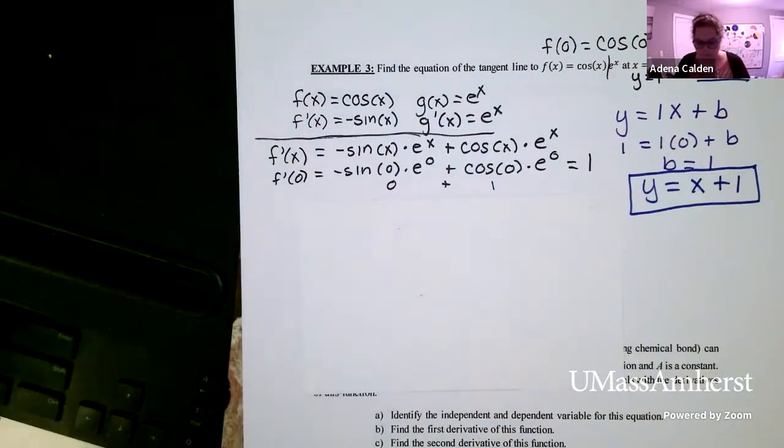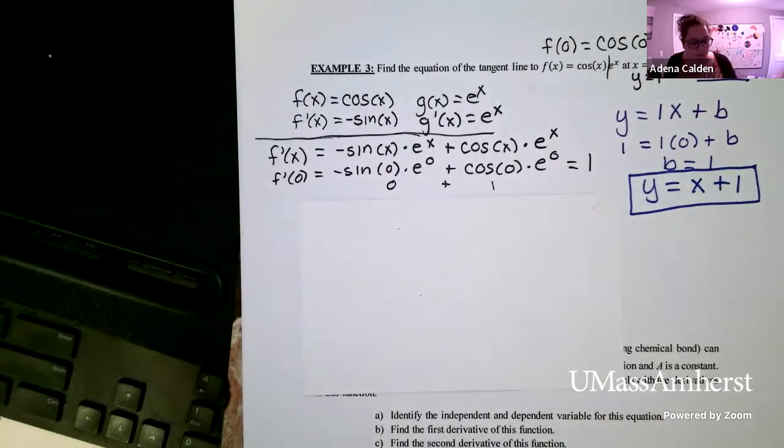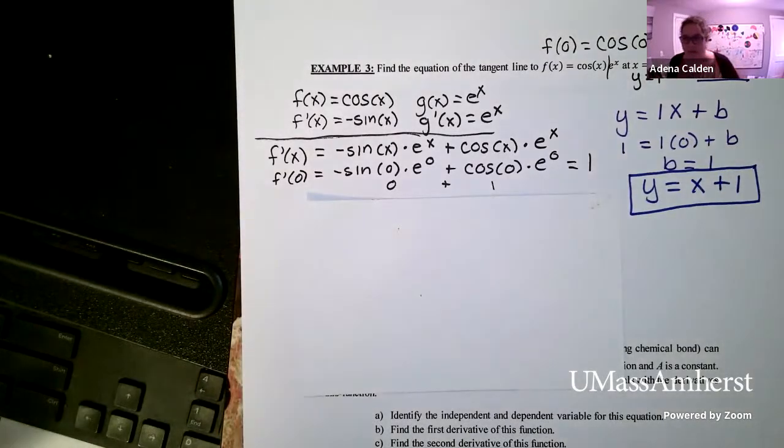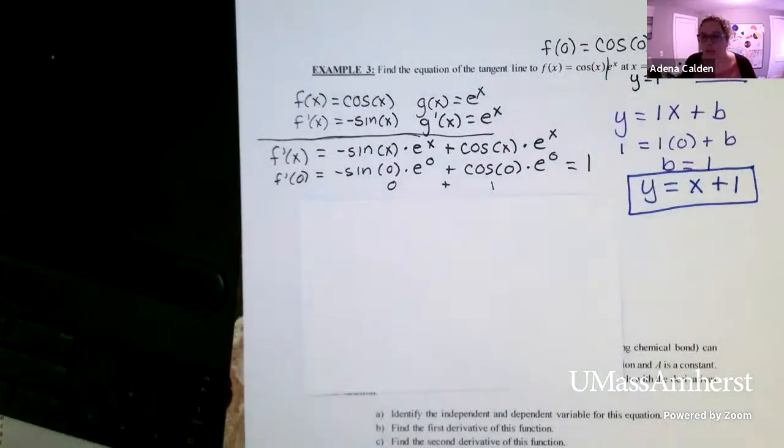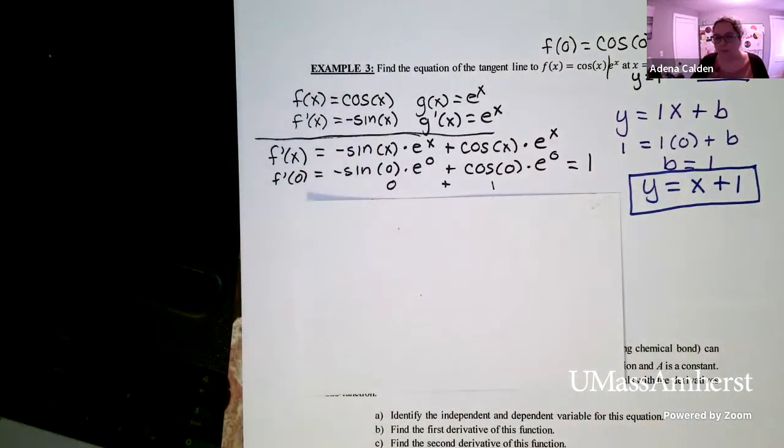Okay, so again, whenever you do this type of problem, your solution should be in the form y equals mx plus b. We shouldn't have x squared or anything like that, because we're getting the equation of a tangent line. And so again, we find a point, we find a slope.